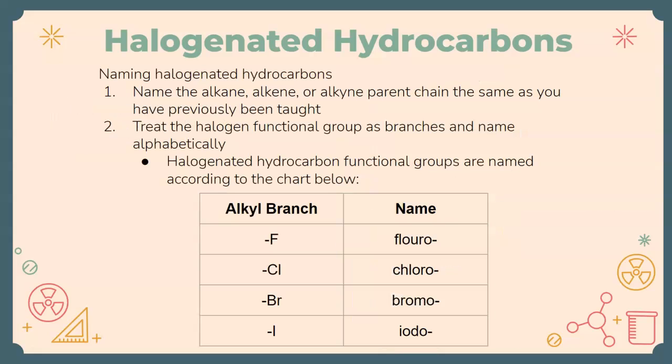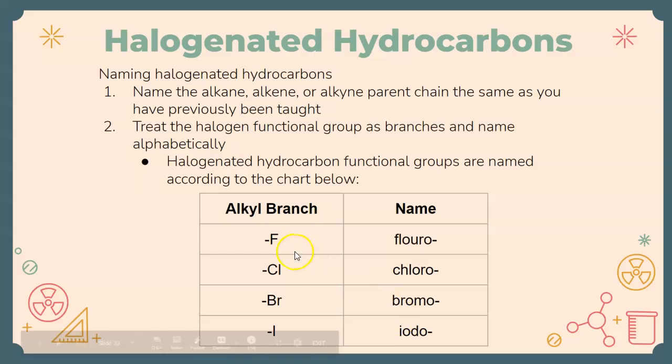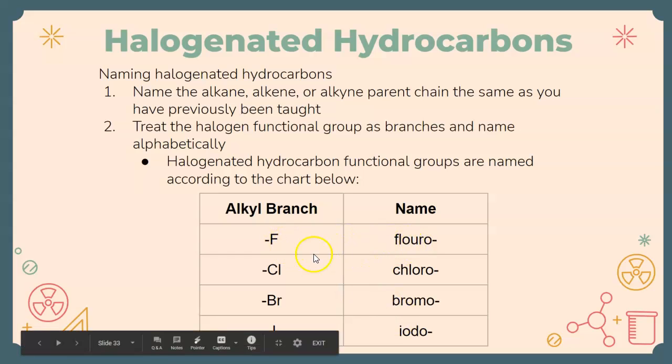So when we're naming them, these are the rules that we follow. We name an alkane, alkene, or alkyne in the parent chain, just like the way we were doing that in the previous examples. We follow the exact same rules. Then what we're going to do is pretend like the halogen functional group that you find is kind of like a branch, like a methyl branch on an alkane, alkene, or alkyne, and we're going to name it similar to that. So it's going to be named alphabetically, and we're going to use these as the starting prefixes to our names. So if there's a fluorine, we're going to say fluoro, etc. So that's the general idea of naming halogenated hydrocarbons.